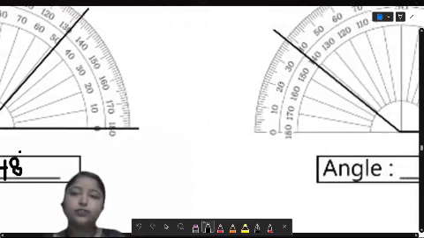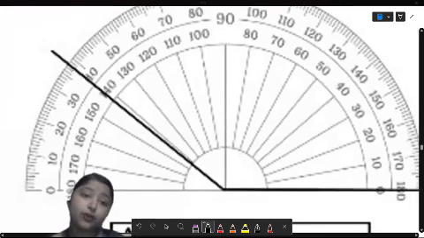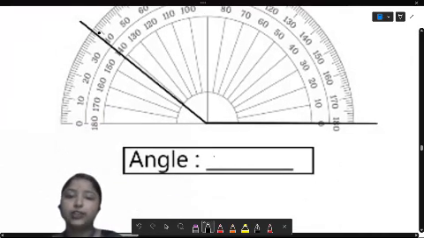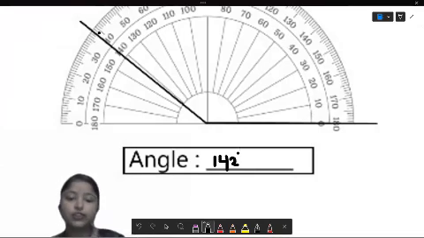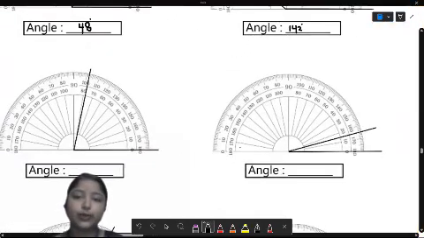Okay, now let's move on to the next question. As you can see again, it's 140. It's more than 140, but how much more? See, 141, and this is 142. So the angle measurement over here is 142 degrees. Same like this, you can solve the other questions. You can pause the video and solve the other questions as well.